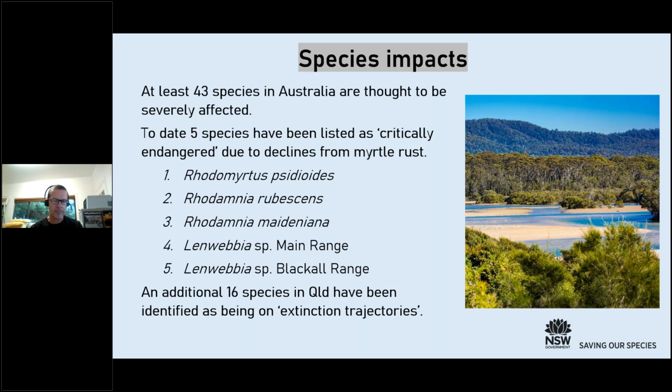So those listed species are only a small part of the total number of species that are impacted by Myrtle Rust. Recently, there was a paper published in Queensland identifying another 16 species that are on extinction trajectories, and I believe Rod Fensham gave a presentation to this webinar series recently about this. And there are several other species in New South Wales that we're seeing decline either across their entire range or a substantial part of it. So I'll quickly mention some of those species now.